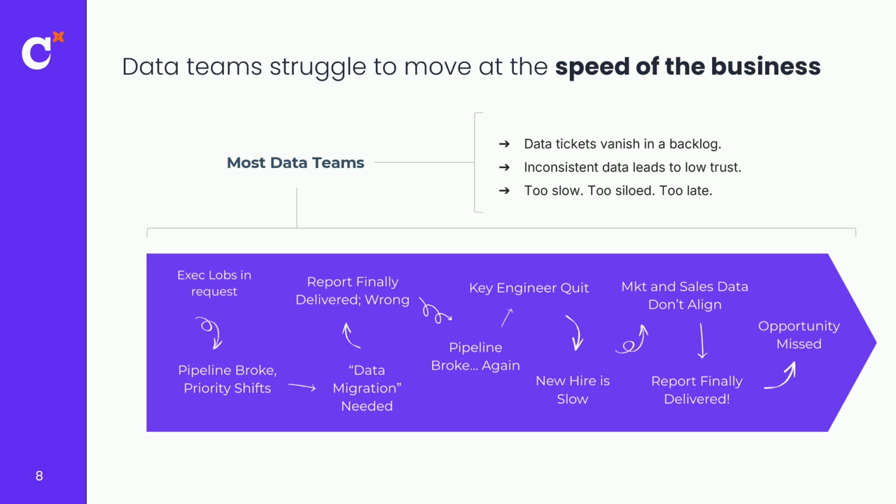Right now, data teams struggle to move at the speed of business, and business moves so quick nowadays. I'm sure you all are very familiar with this similar scenario where you have an exec who lobs over a request while you're trying to understand exactly what they're asking for. You're maintaining the current pipelines. You have an engineer that quits. You have to onboard a new engineer. And by the time you finally get around to building out that data lineage, the opportunity window has closed.